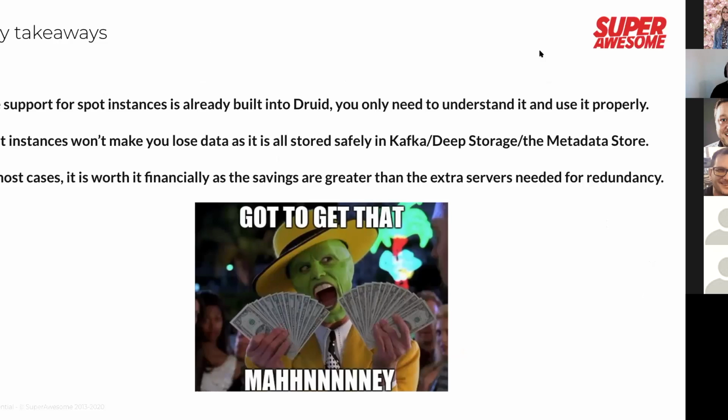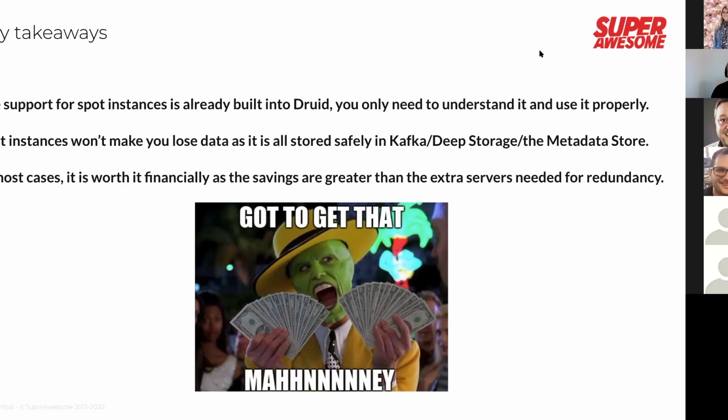Okay, so to summarize, everything needed to run Druid on spot instances is already built into it. You only need to understand bits and pieces of it, like why it's okay to restart the services, the exactly-once ingestion guarantee, the redundancy of the tasks, and the redundancy of the segments on the historicals, and how you can make sure that it restarts quickly. But everything is already there.